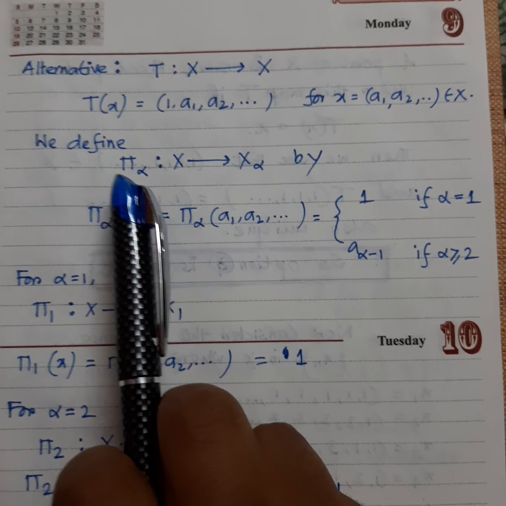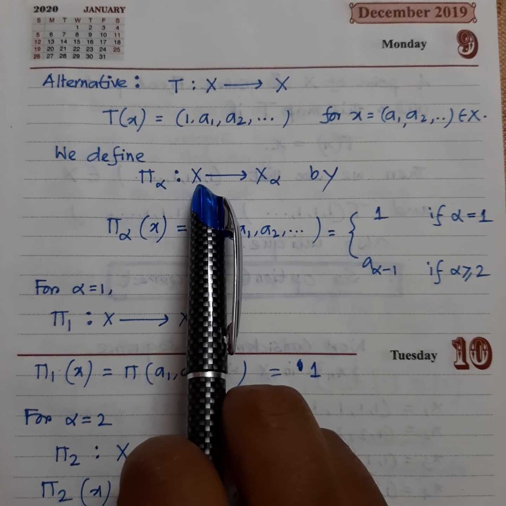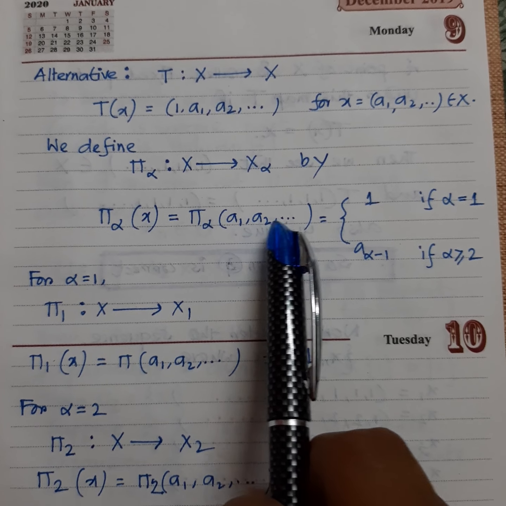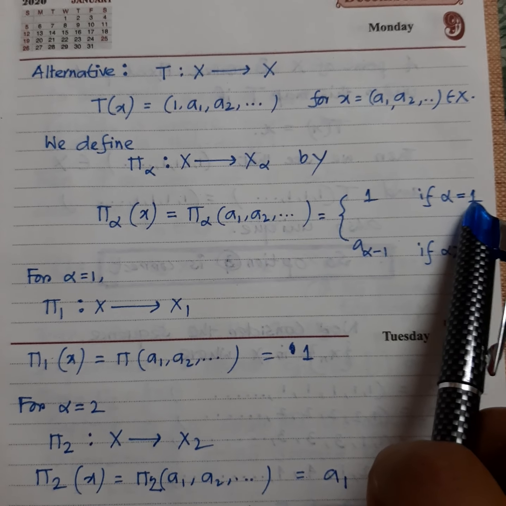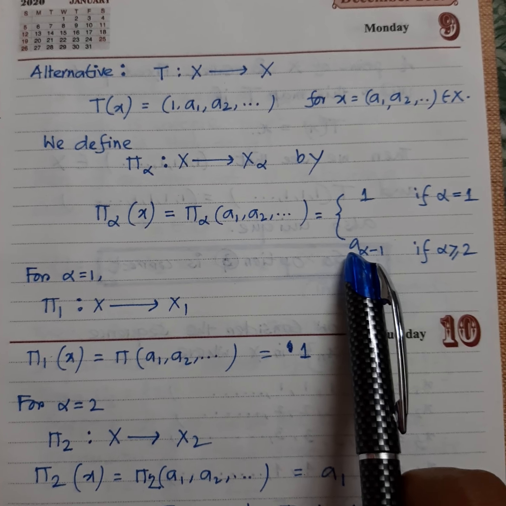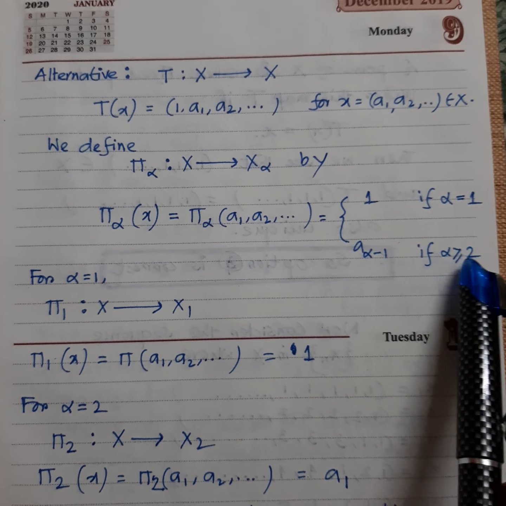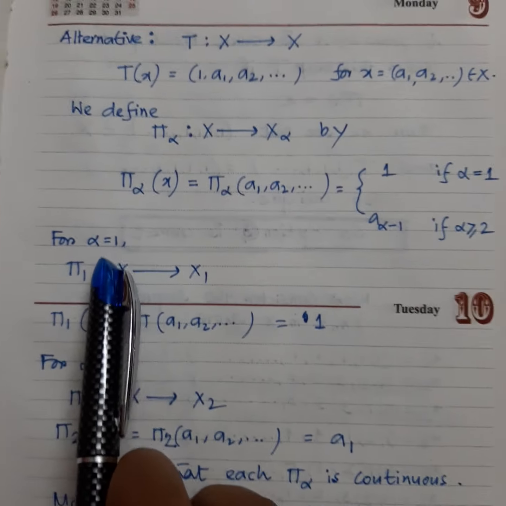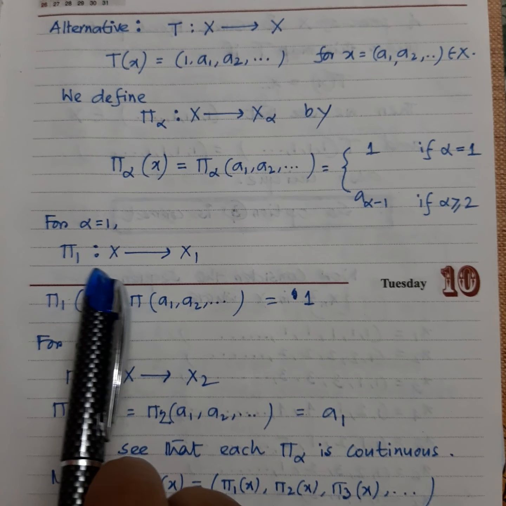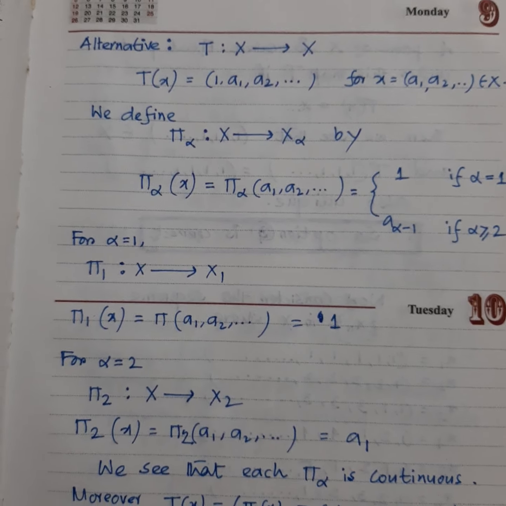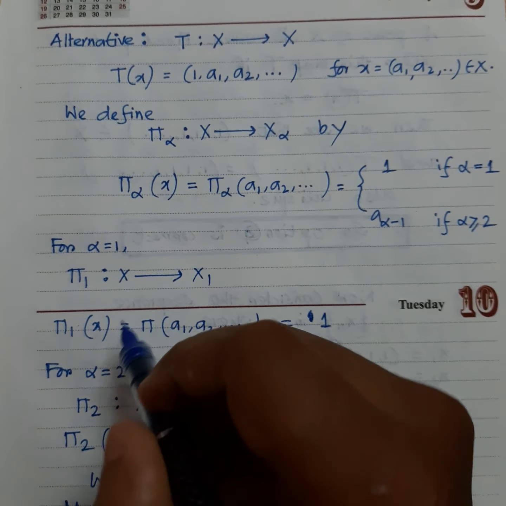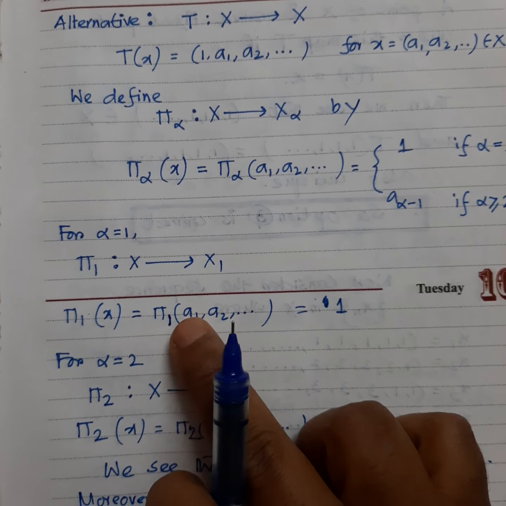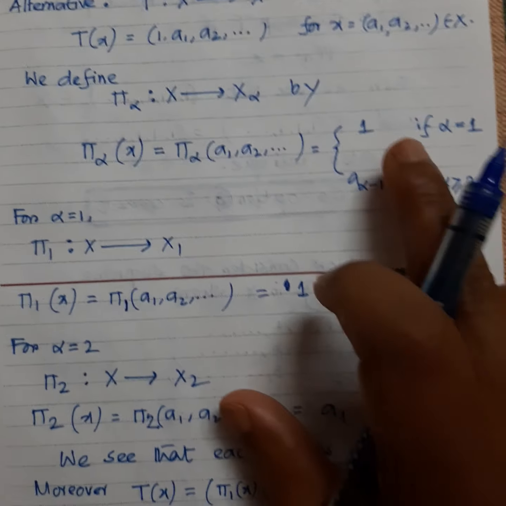So we define pi alpha, which is a map from X to X alpha, by pi alpha of x, that is pi alpha of (a1, a2, and so on), is 1 when alpha equals 1 and equal to a alpha minus 1 when alpha is greater than or equal to 2. In particular, if we take alpha equal to 1, then pi 1 is a map from X to X1, and pi 1 of (a1, a2, ...) equals 1 from the definition.